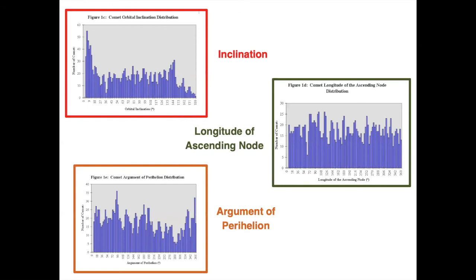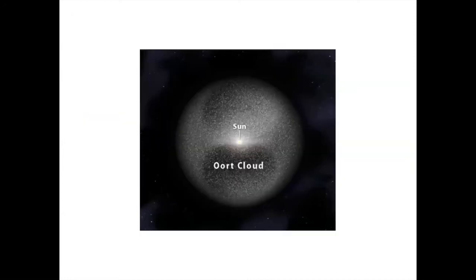And when you look at the other orbital parameters, the inclination, the longitude of the ascending node, and the argument of perihelion, they're uniform. So the fact that the inclination seems to be uniform means that their orbits are pretty much randomized in inclination. They are at a sphere around the sun. So that is the interpretation of these orbital elements. A sphere of comets around the sun.